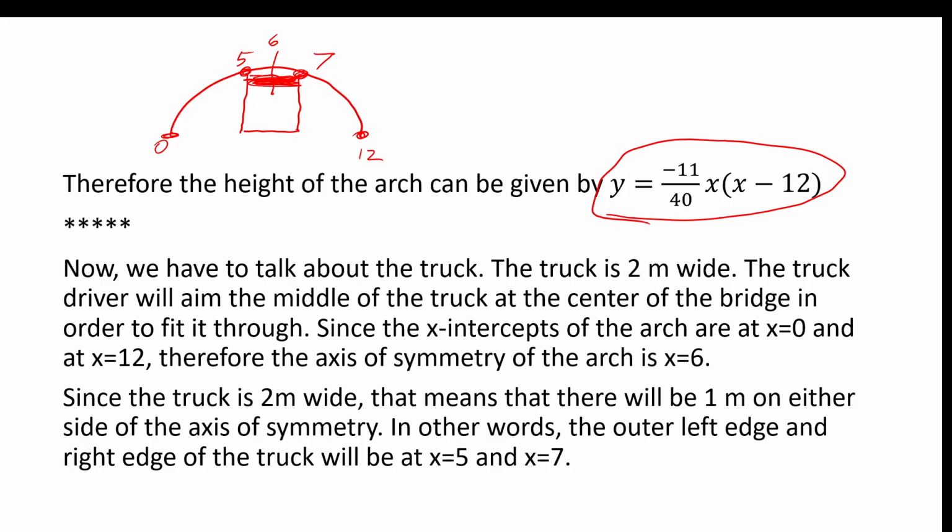And we can tell instinctively, just using the simplest part of our brain, that if this truck runs into a problem, it's going to run into a problem at an x value of 5 or 7 before it runs into a problem at an x value of 6. If this truck can get under the bridge when x equals 5 or x equals 7, then the truck driver can get under the bridge entirely. And again, since this parabola is symmetrical, we can see instinctively that the height where x is 5 will equal the height where x is 7, the height of the tunnel.